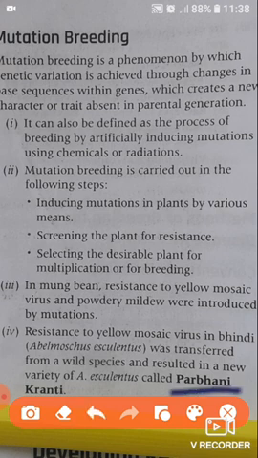This Parbhani Kranti is basically done for bhindi. You know that one, right? I think everybody knows bhindi. Generally, bhindi is made resistant to the yellow mosaic virus, due to which a large amount of production will take place, and it can be done with the help of the wild species of bhindi.